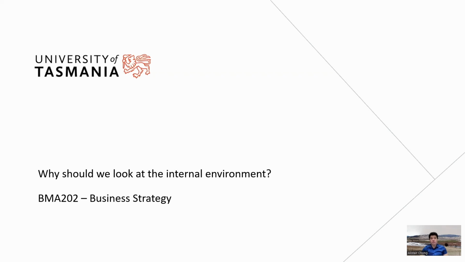Hello, and welcome to this series on looking at the internal environment. Previously we've looked at what goes on in the external environment and the industry environments, what happens around the organization, or what is external to the organization. Now we're going to shift our focus to what's happening inside the organization and look at some of the things that we need to think about when understanding what we have as an organization and what we're able to do.